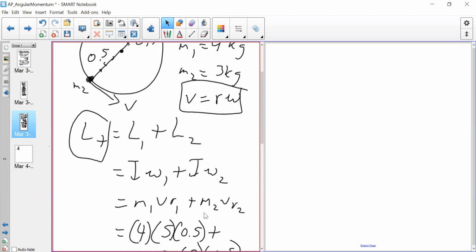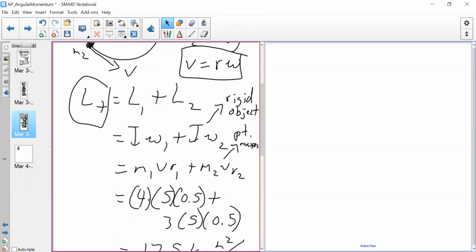So mvr we know is the same thing as I omega. I omega is best for a rigid object, or an object with specific geometry. And then mvr is the case with just point masses, like in this system here.